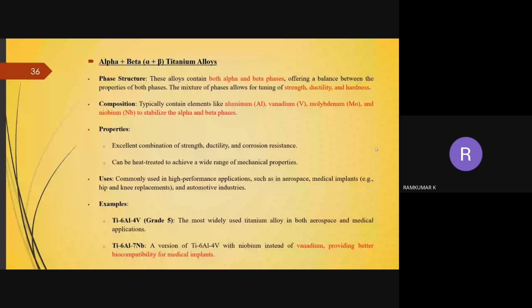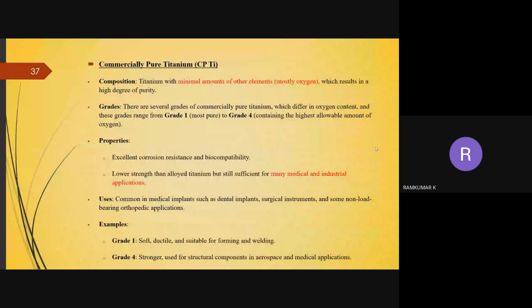In the examples, you can see titanium 6 aluminum, 4 vanadium, Ti6Al4V. This is maximum used in aerospace and medical applications. And the next one is Ti6Al7Nb. Here it is used for medical implants, since it is having a better biocompatibility. As I have seen before in the previous slides, we can see niobium helps to improve the biocompatibility of the material.